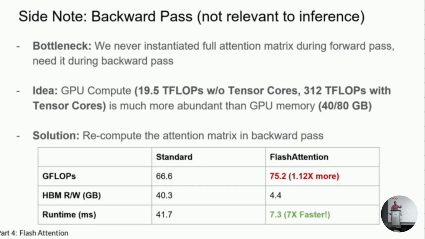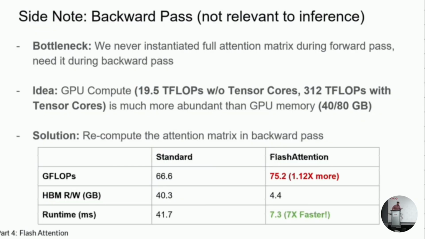And this is a side note, not related to inference, but another innovation that Flash Attention did. In the backward pass, you need the full attention matrix to calculate the gradients. But we never instantiated the full attention matrix. As I mentioned before, compute is much more available than memory bandwidth. So in the backward pass, they just recompute the attention matrix. This adds a lot of flops to our algorithm, about 1.12x more flops. But the backward pass ends up being 7 times faster due to this.